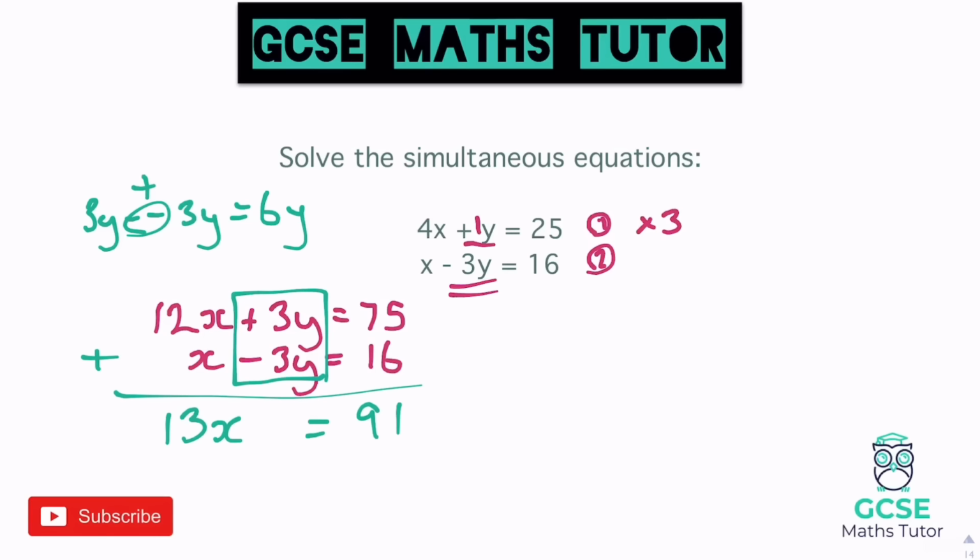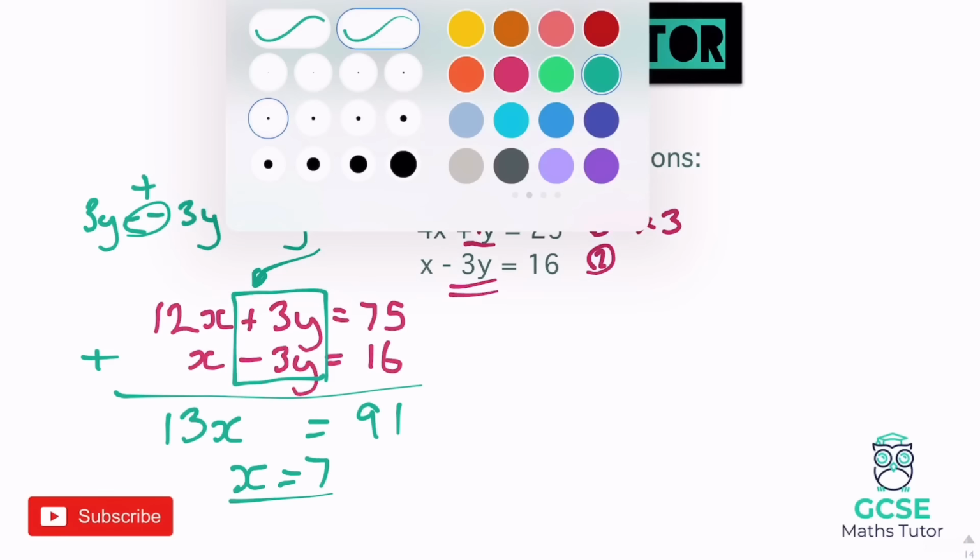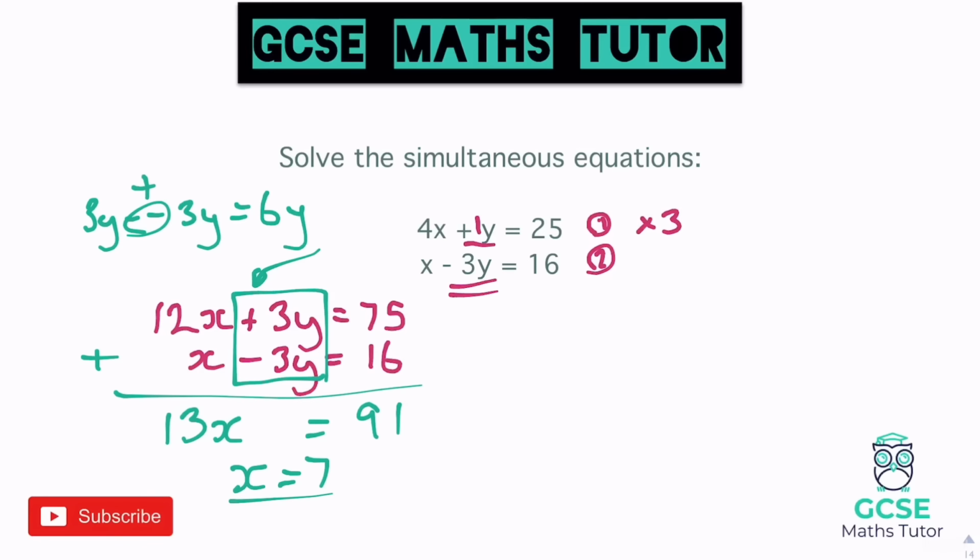Okay, so there is a little way of remembering those. If the symbols there are different, you add them together, and if the signs are the same, you subtract them. Here we have 13x equals 91. If we divide both sides by 13, we get x equals 7. Now when it comes to simultaneous equations, we have to not just find the value of x, but we also have to find the value of y.